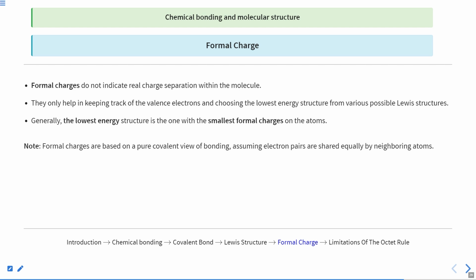It is similar to the oxidation state that you will study: it does not actually have a +1 or -1 charge, it is not an ion, but we consider it is. So that gives an idea of polarity also, right? In this way, we get the lowest energy structure, because now we know that this charge is distributed more over here. The formal charges are based on a pure covalent way of bonding, assuming electron pairs are shared equally by the neighboring atoms.